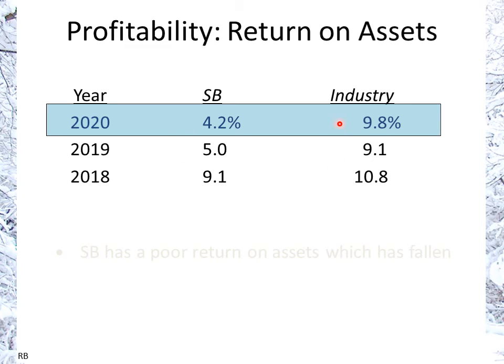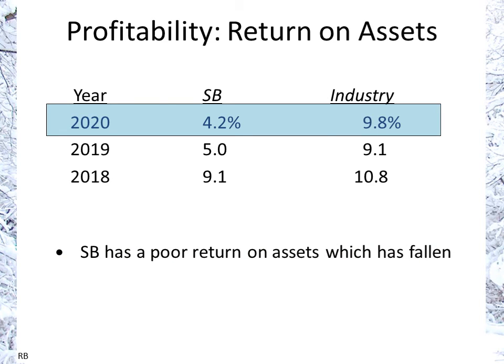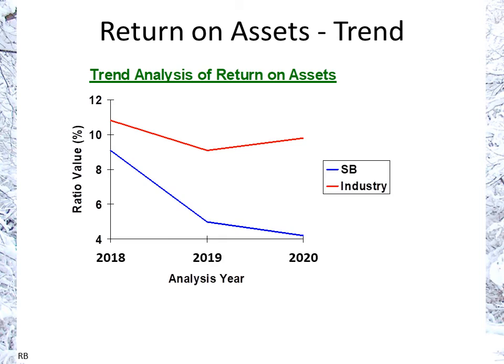The industry is also having a bit of trouble. It's rebounded since 2019, but it's definitely poor as compared to the industry, and it has been falling over the past 2 years. Here you see it again graphically. This is again a number that we'd like to see high and stable or growing.